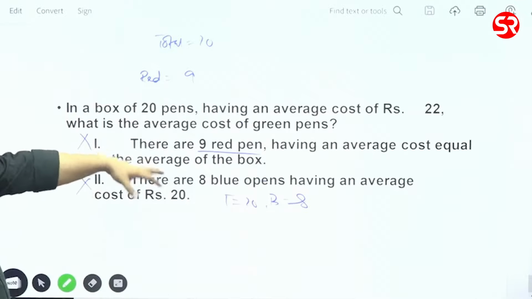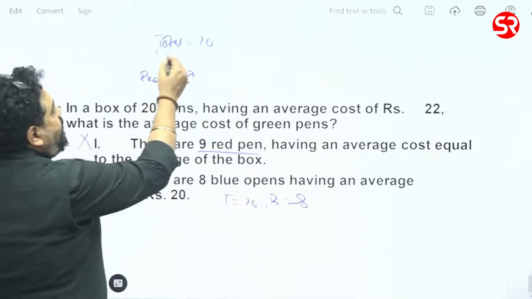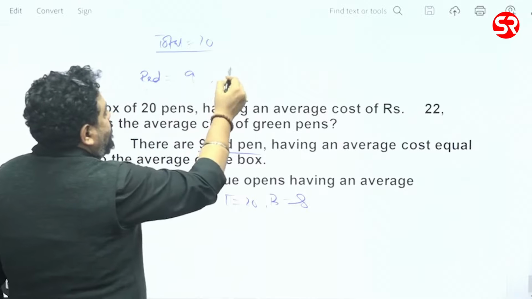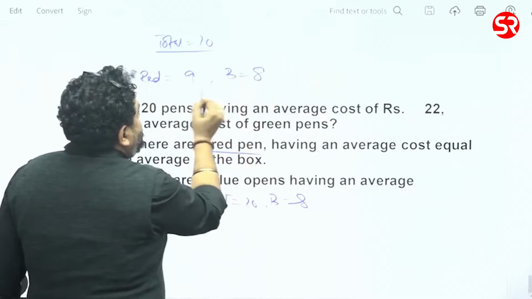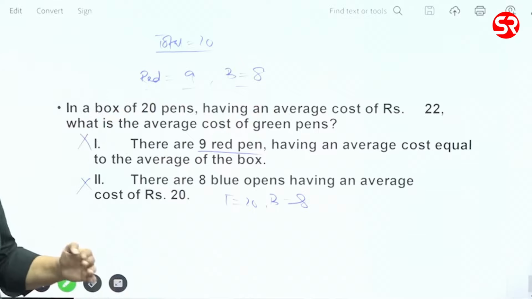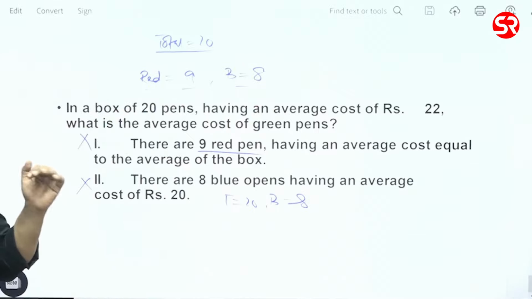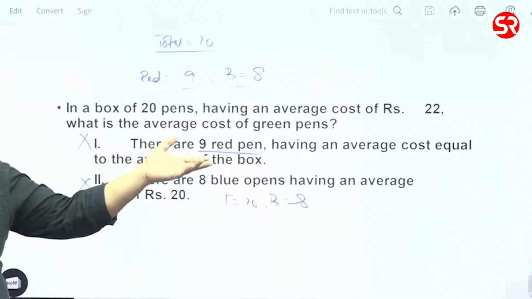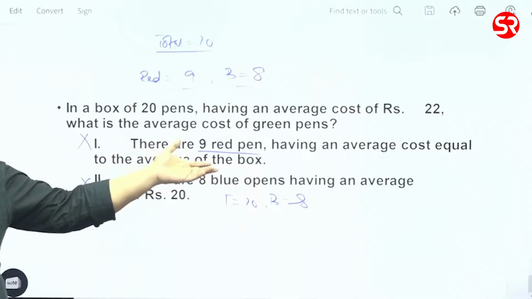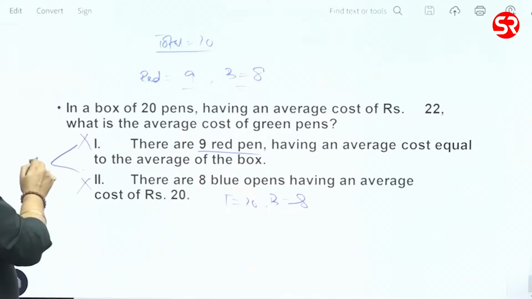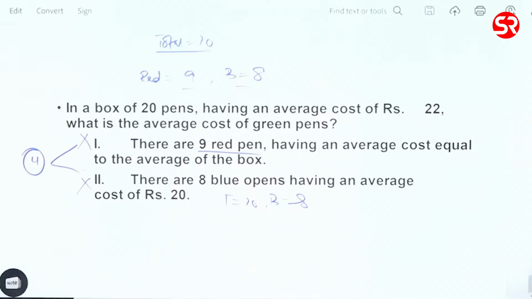And then when I mix them, he says the total is 20, red is 9, and blue is 8. So 9 plus 8 is 17. So there are 3 remaining pens. We don't know they are green pens. He hasn't mentioned there are 3 green pens. So we cannot assume that the remaining 3 pens are green pens. So even mixing them together, we don't know how many green pens there are, so the answer is 4.